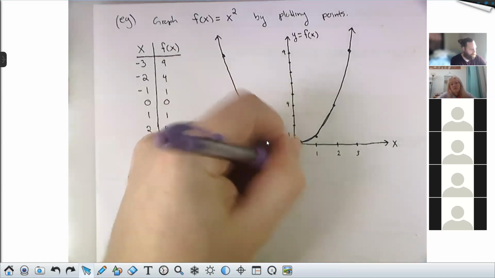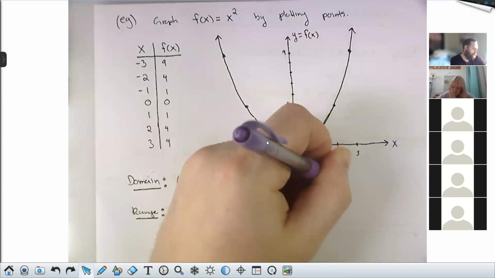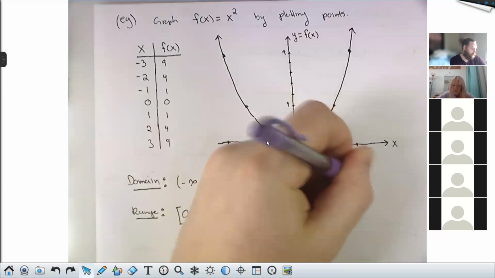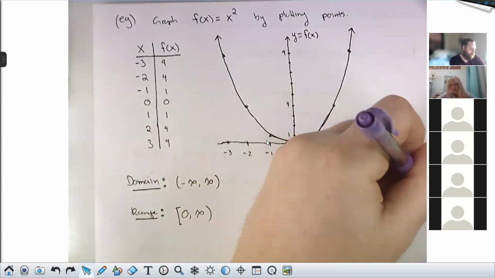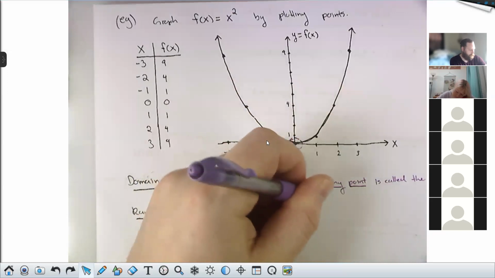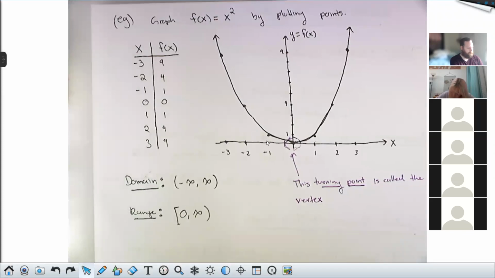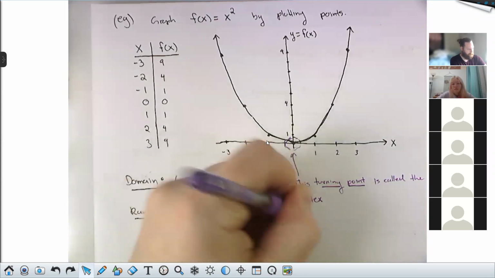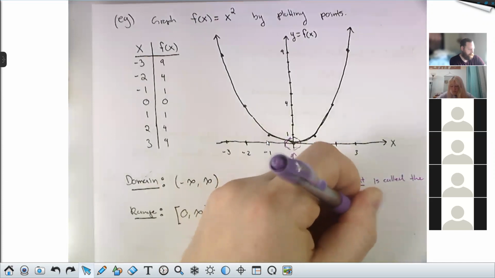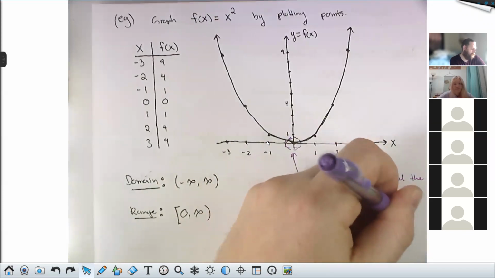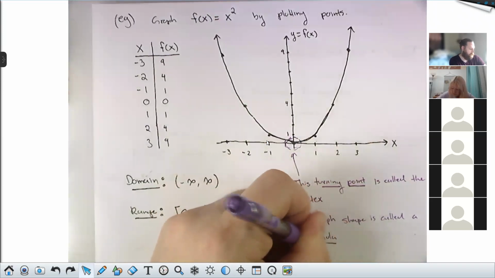This point right here, it's called the vertex. I'm going to call it a turning point. Called the vertex. The whole graph, the graph shape, is called a parabola, which is an old Greek word.